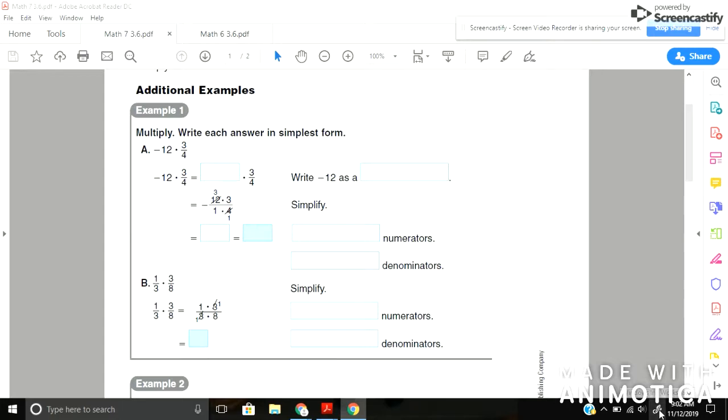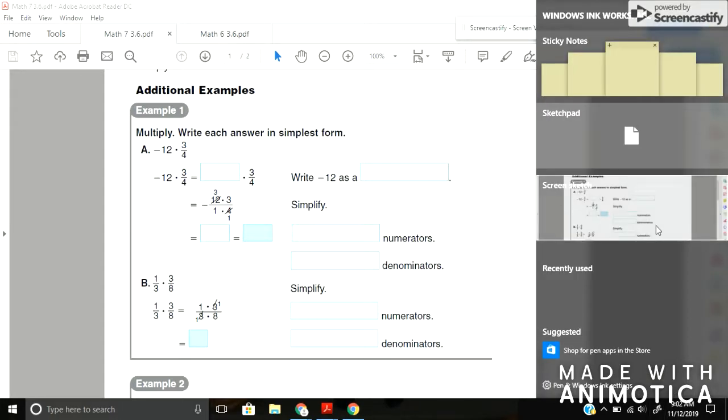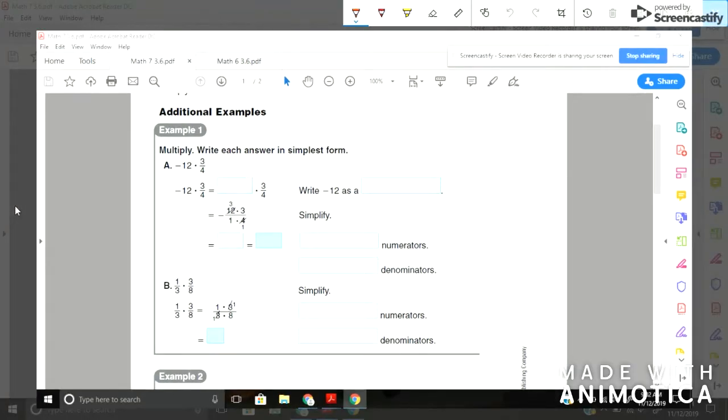Let's dive right into example 1. It says multiply and write each answer in simplest form. Okay, that's a big idea to remember.